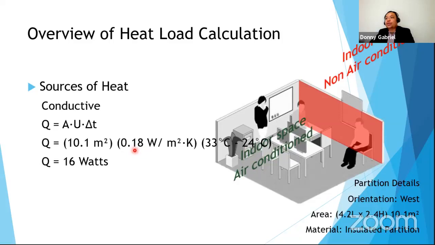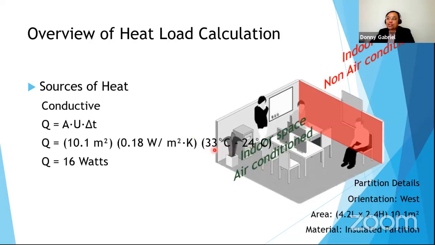Itong U or yung coefficient natin, thermal coefficient natin, ito yon. Insulated partition dependent on the material used here, construction material. So we assume that this one is insulated partition. The U value for the insulated partition is about 0.18 watts per square meter per Kelvin. Kelvin is your change in temperature.